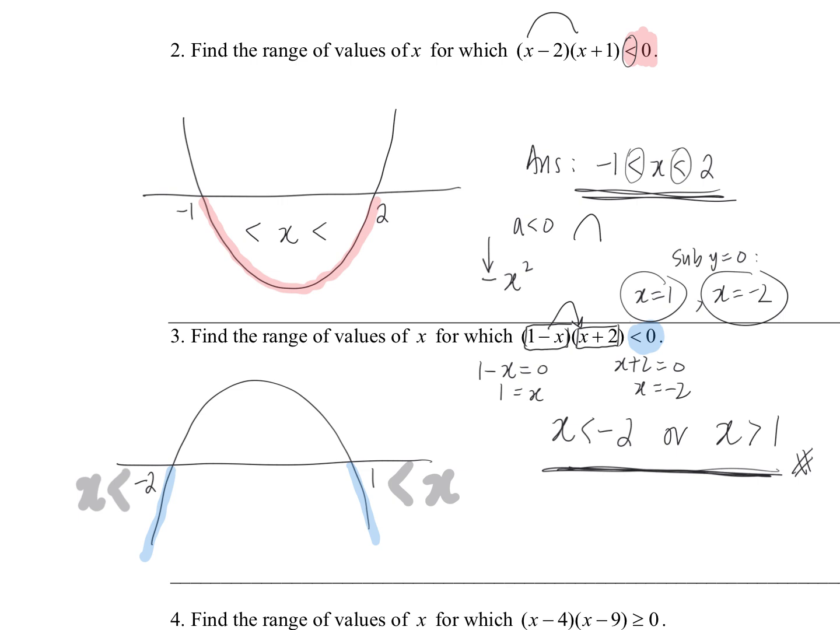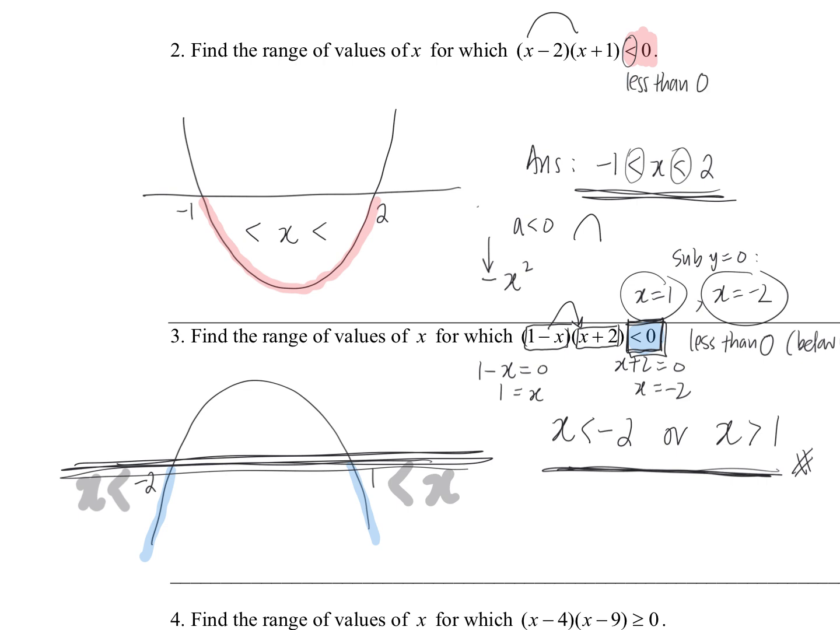The question will show here. So this one tells you is less than 0, below. Less than 0 means it's below the line, below the 0 line. This is your 0 line. Okay? And then this is also less than 0. So I also want the part of the curve that is below the graph. Below.